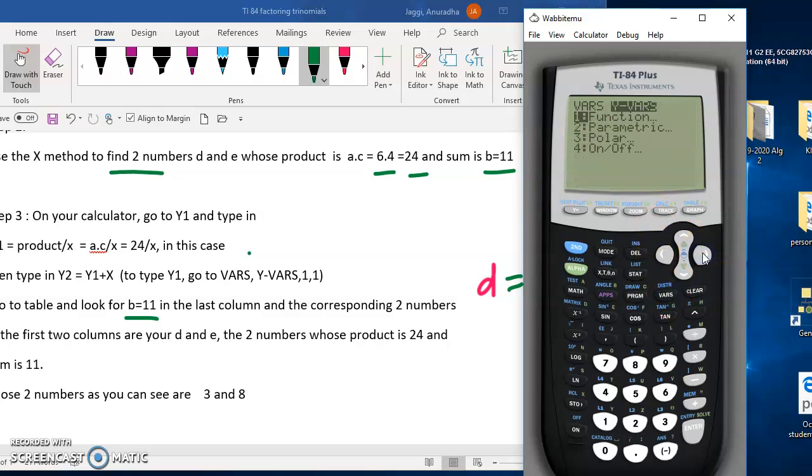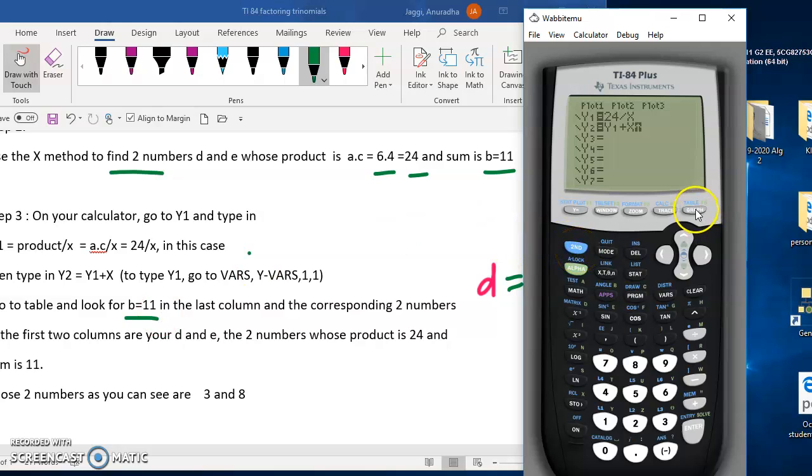Go to VARS, go to Y-VARS, press number 1, which is function, and then press 1 again. So you will get your Y1 here. Plus X, so Y1 plus X. So you get your function. Now what do you do? You go to the table and look for b equal to 11 in the third column.